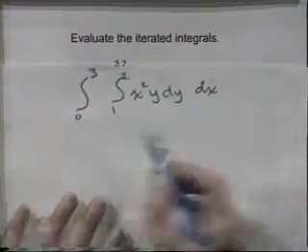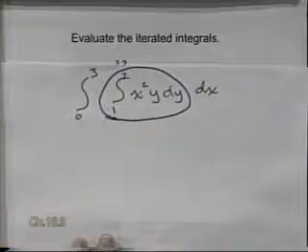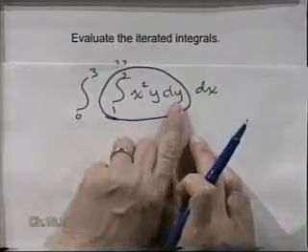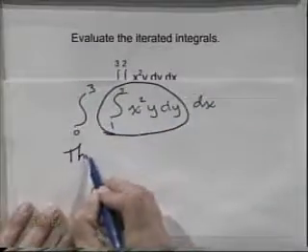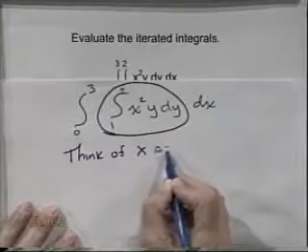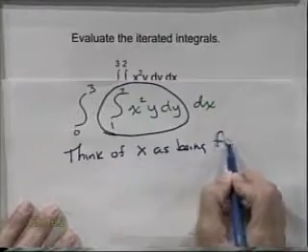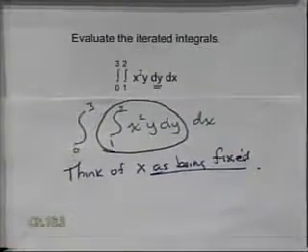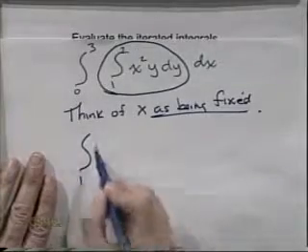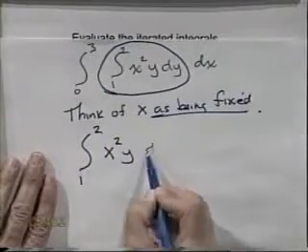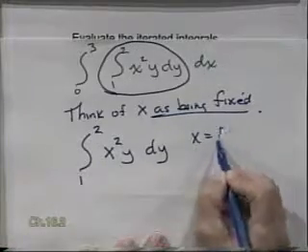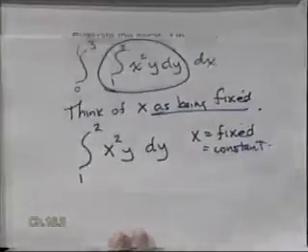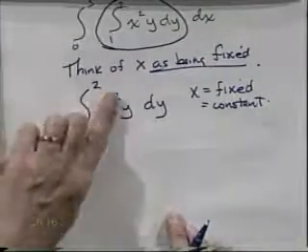What we need to do first of all is work from the inside out. We have to evaluate this. Now notice, y is allowed to vary in this integration that I have. Think of x as being fixed. It's very similar to partial derivatives like we did before. Okay? All right, so I'm going to evaluate what's the integral from 1 to 2 of x squared y dy. Think of x as being fixed. X is a constant. So if x is a constant, this is a constant times y.